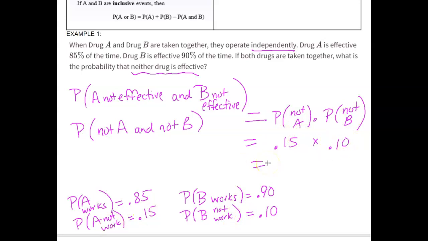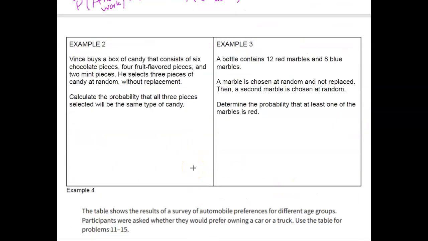So the chances that neither of them are going to be effective is 0.15 times 0.1, which is 0.015, which is really, if we multiply by 100, it's 1.5% of the time. And that should kind of make sense because both drugs are pretty effective. So to get them both to fail at the same time, it should be pretty little. Okay? All right, let's try a totally different example.